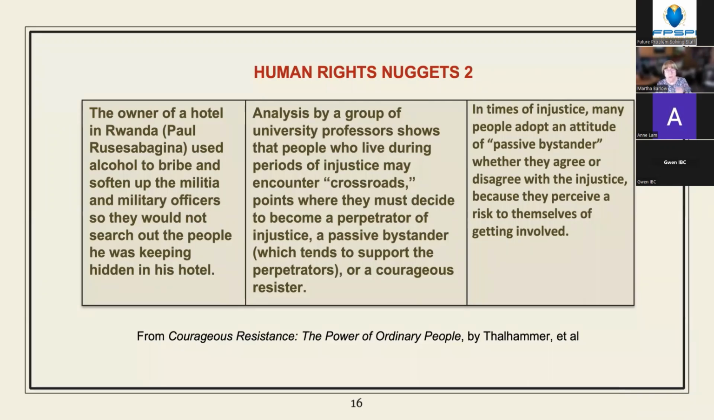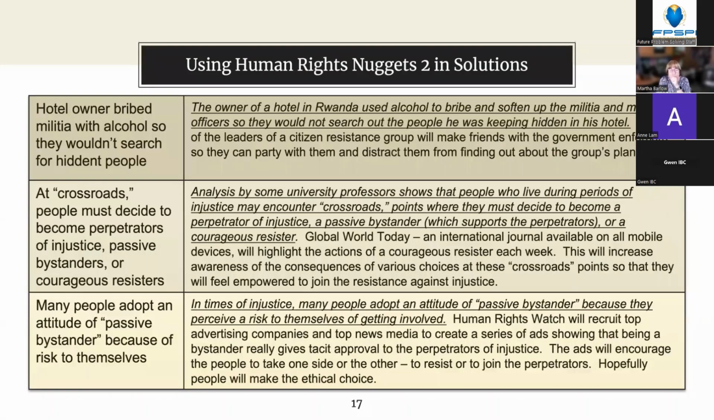But these were some ideas that we then used to practice putting into solutions. So, for example, the first one showing the owner of a hotel in Rwanda who used bribing. So a solution could be similar. Some of the leaders of a citizen resistance group will make friends with the government enforcers so they can party with them and distract them from finding out about the group's plans for helping people. Or this whole thing about the crossroads and having to decide.